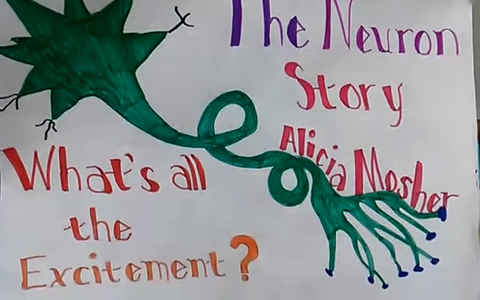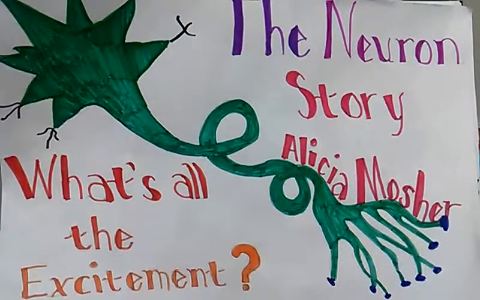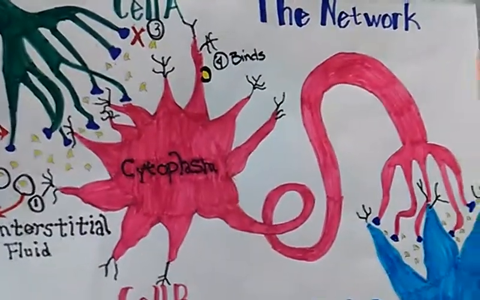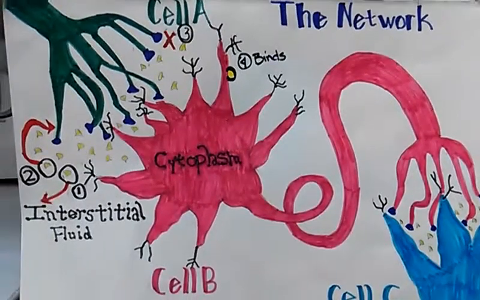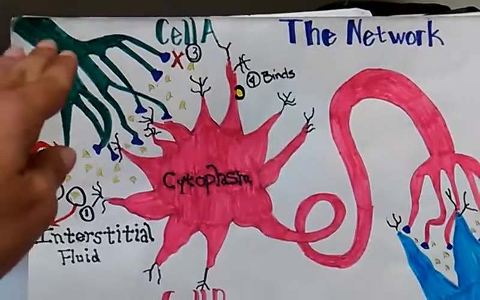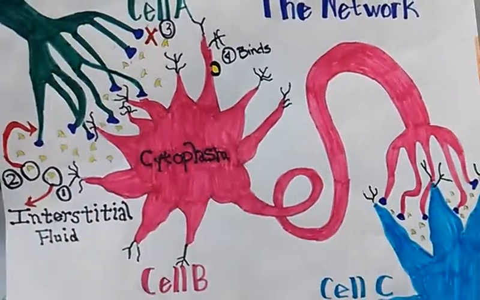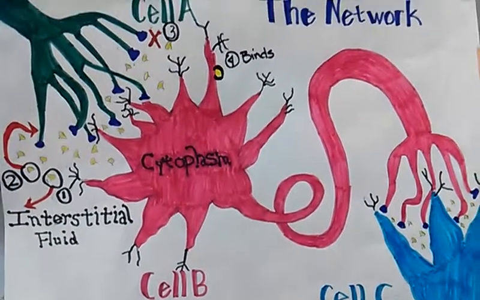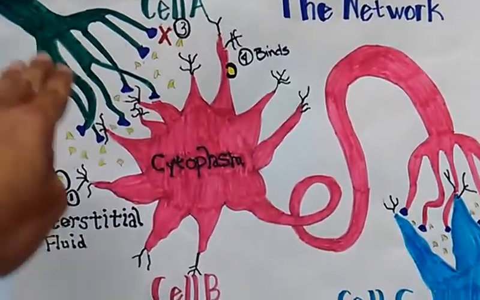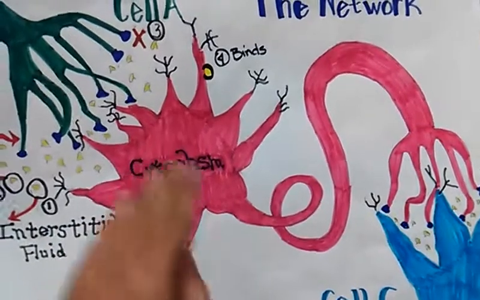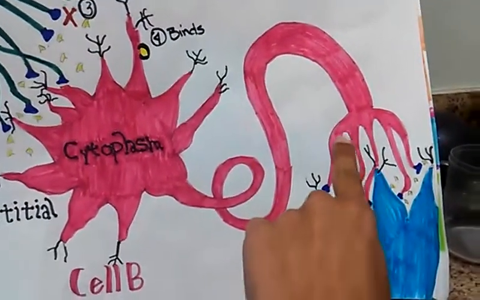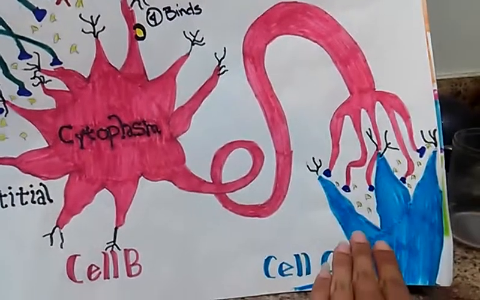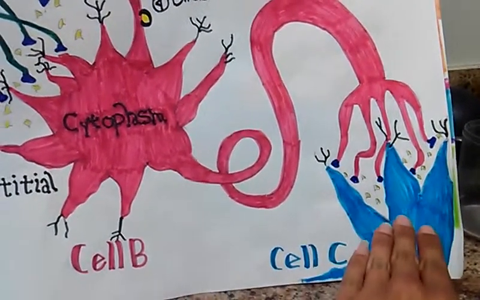The neuron story. What's all the excitement? I will use a network to describe this process. This network includes three cells: cell A, cell B, and cell C, along with two synapses. The first lies between cell A terminal buttons and cell B dendrite aberration. The second lies between the terminal buttons of cell B and the dendrite aberration of cell C.